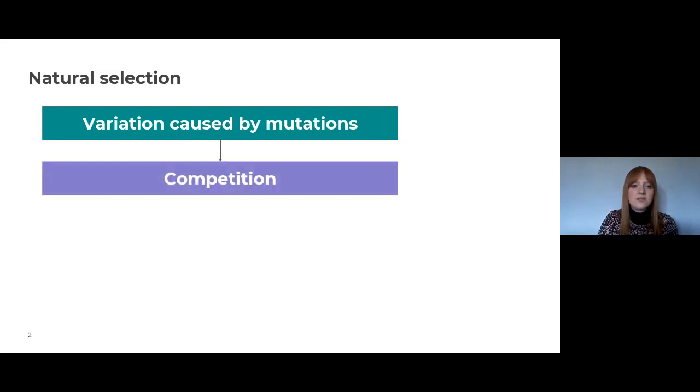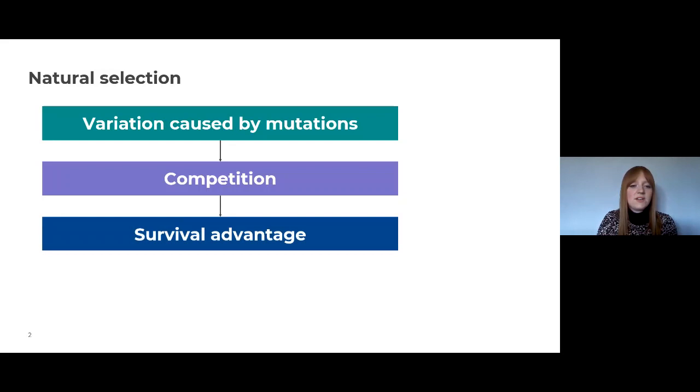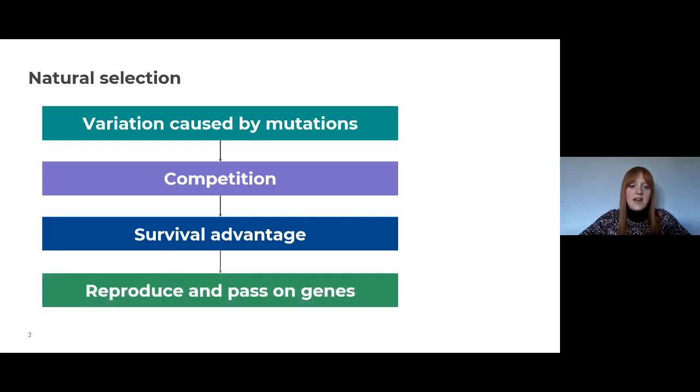The next thing that we're going to do is we're going to look at competition. We're then going to look at how some organisms might have a survival advantage over others. And finally, we're going to look at how those who have a survival advantage then can reproduce and pass on genes. And we're going to look at this through examples that have already been on the WJEC in previous years.